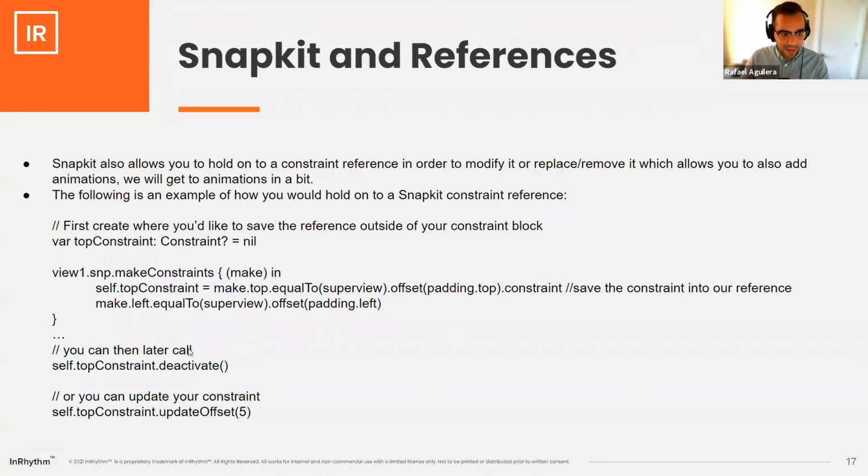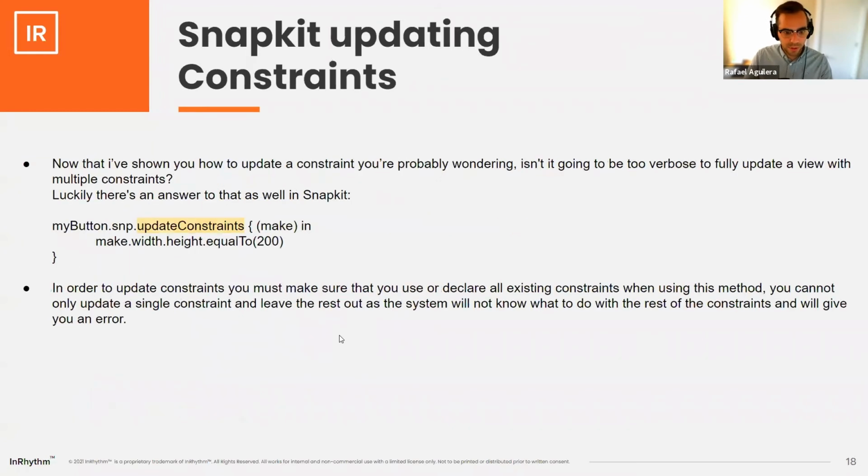So if you wanted to deactivate it later down the line, you can deactivate it by simply calling deactivate on it. If you need to update a constraint, you can update the offset of it. If you need to do anything to it, you can do whatever you need to. You can even remove it, whatever you want to do. So it's super powerful.